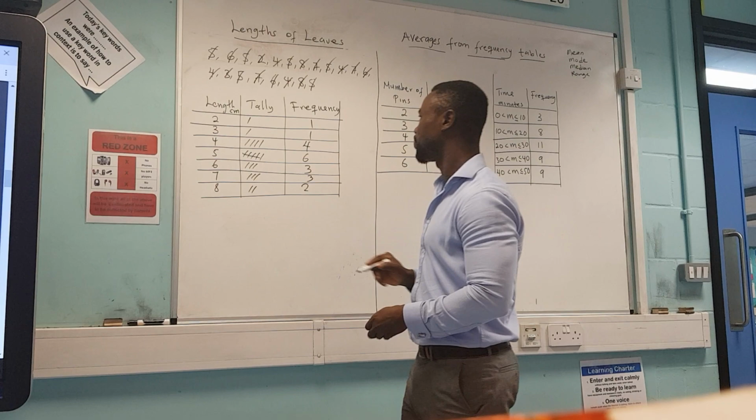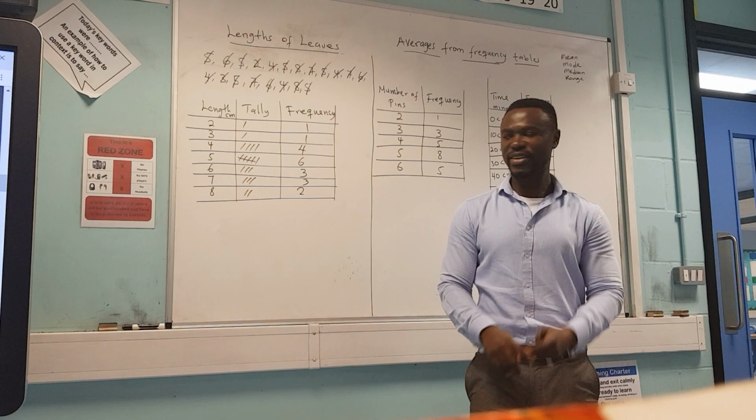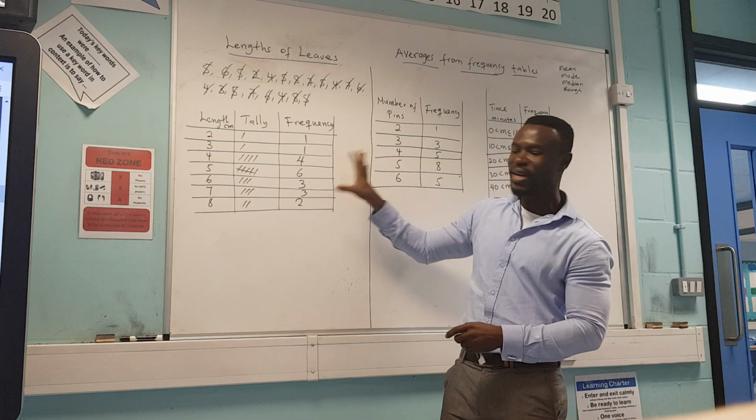We're going to use this to find out the mean, the mode, and the median. Okay? So let's start off with the mean. The mean means add all the numbers. Here you could have added all these numbers and divided by how many there are. But once it comes to a table, you cannot just add them like that. If you do that, that is wrong.